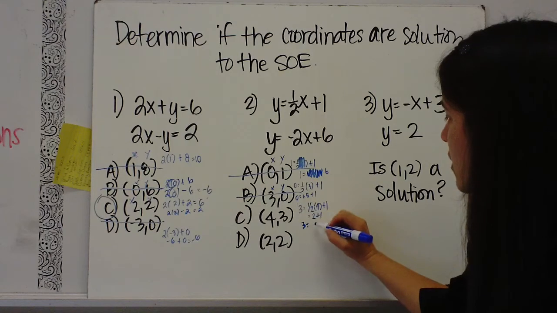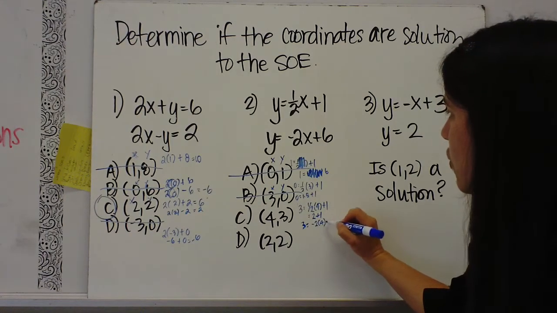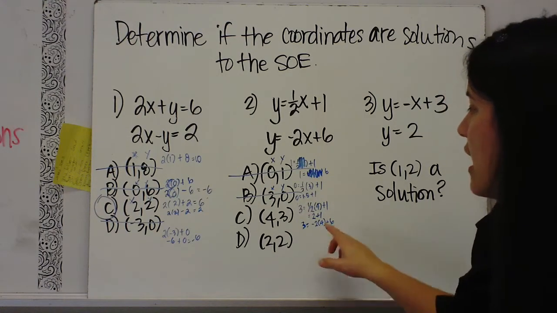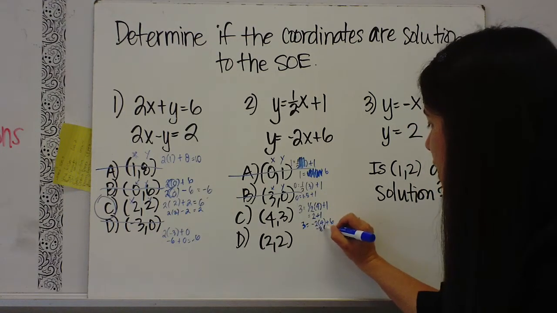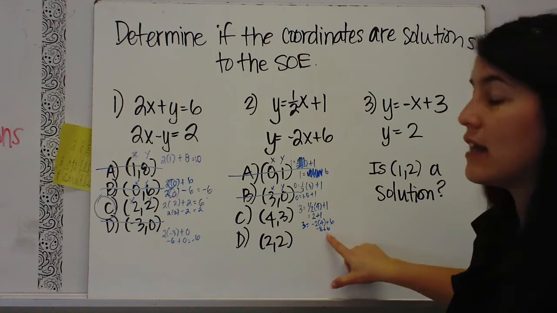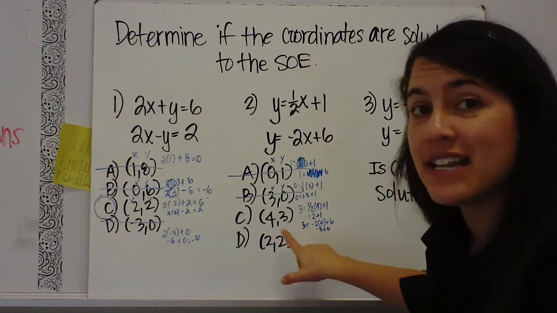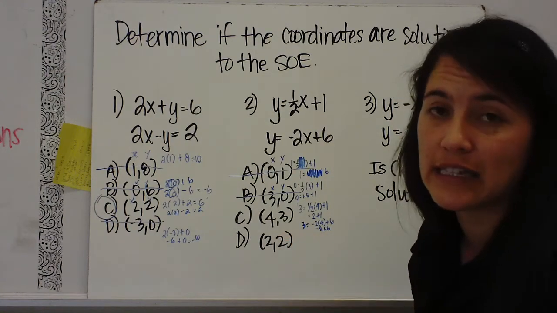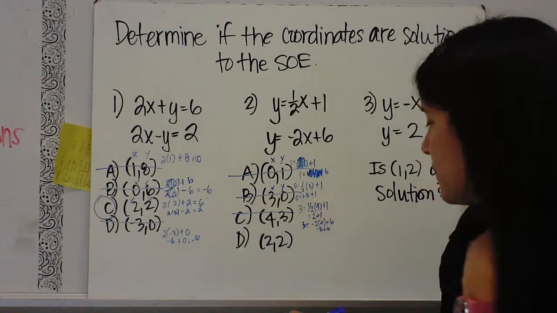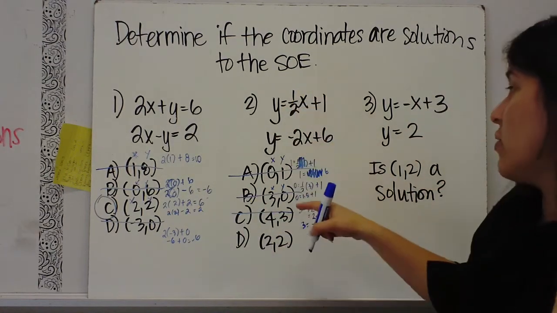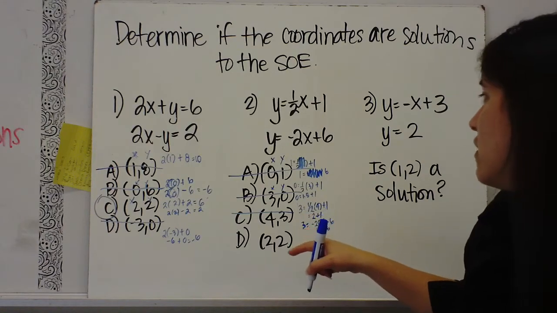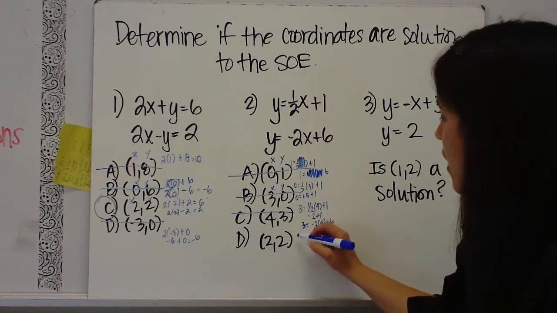3 equals negative 2 times 4 plus 6. Negative 2 times 4 is negative 8, and negative 8 plus 6 is not equal to 3. Negative 8 plus 6 is negative 2, so it's not C. Now let's try D. I'm going to plug 2 into our equation.